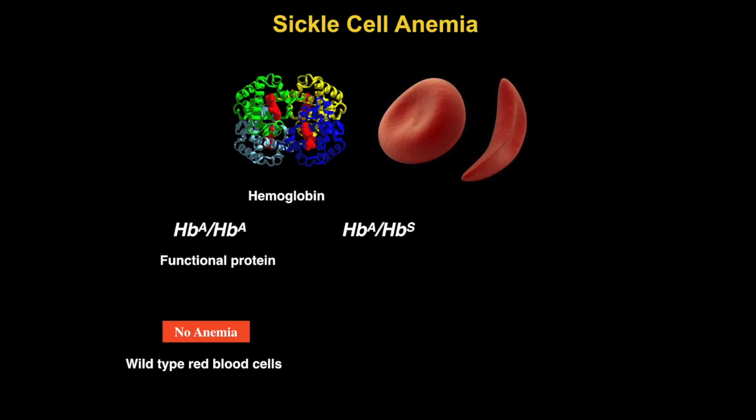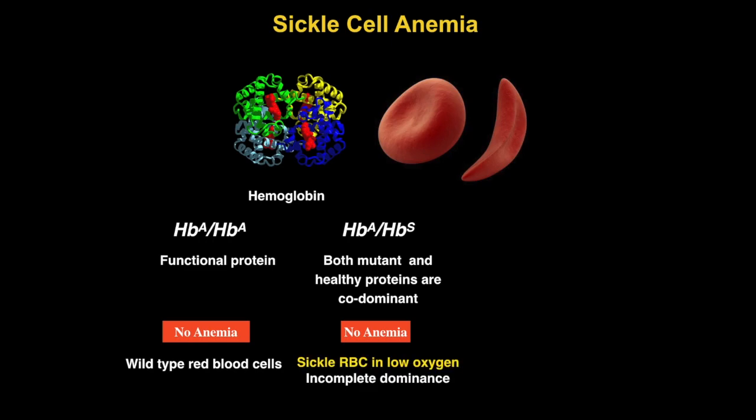You can have one copy of the sickle cell anemia gene, which would be linked by S, versus A, the allele, the wild type allele. Here you have the expression of both types of hemoglobin, and both mutant and healthy proteins are codominant. There's no anemia, but there are some changes in the red blood cells, and you can get these sickle-shaped red blood cells in low oxygen environments. So this is sort of an example of incomplete dominance.